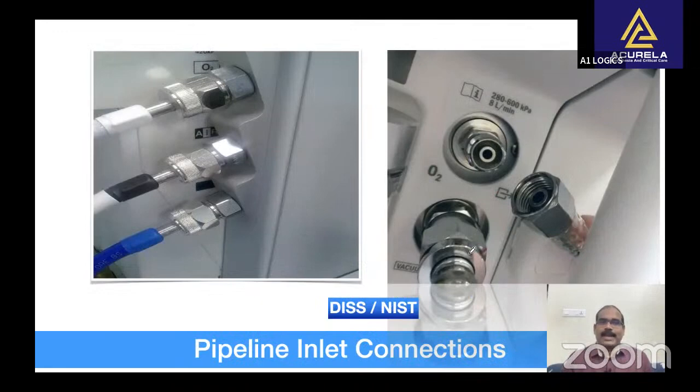Now, the pipeline inlet connection. It is the entry point of gases from the pipelines. These inlets are fitted with threaded non-interchangeable Diameter Index Safety System, DISS, fittings. In the UK, NIST, that is non-interchangeable screw threaded connection, is used.